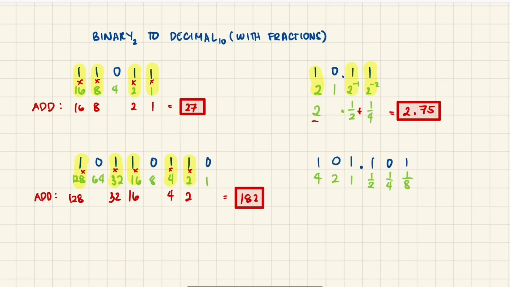Now we're going to multiply the values. Okay, so this one is 1, then 4, and then 1/2, 1/8. Now we're going to add the values up. So 4 plus 1 is 5, 1/2 plus 1/8 is 0.625. Now this is your answer.